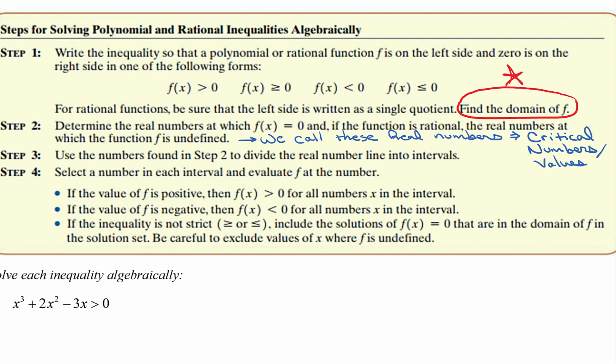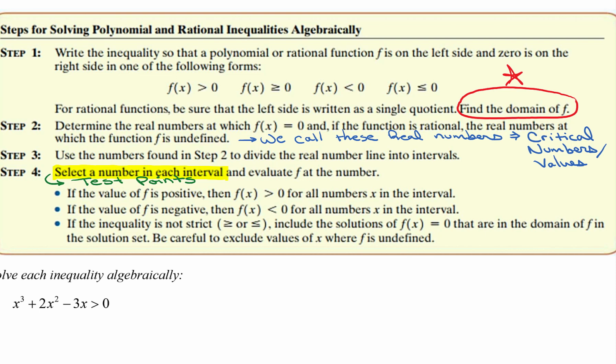Step 3, use the numbers found in step 2 to divide the real number line into intervals. So we're going to create a number line and use the critical numbers to divide our number line into intervals. Step 4, select a number in each interval and evaluate f at the number. I'm going to call these numbers our test points. If you want to call them your test values or your test numbers, that's fine. I tend to call them test points. They're not ordered pairs, but I think that's the way I was taught. Whoever taught me must have used the word point, so I still like to use it. They're just values that we're testing.